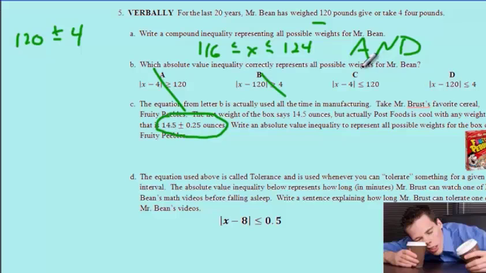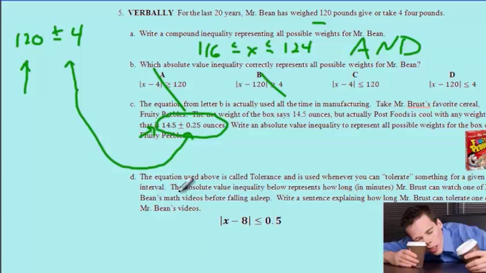So can you take one of these answers, C and D, from above, and model it so it's the same? What was the plus or minus here? The plus or minus here is your 4. So what's the plus or minus here? It's the 0.25. And then what was the goal or the target? Well, there it is. It's 120, so there's your goal or target, 14.5. So it should look the same as whatever you got from up there.